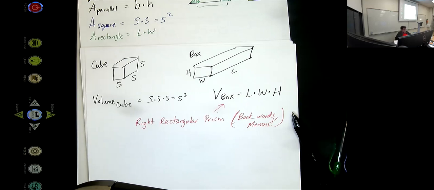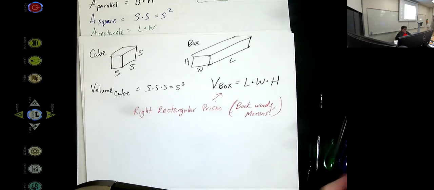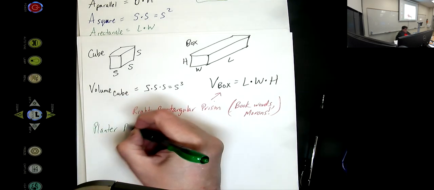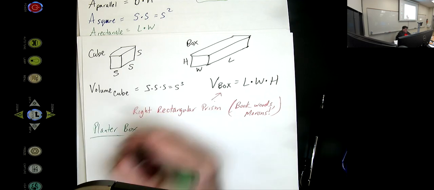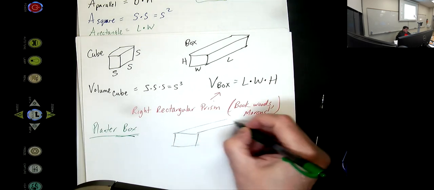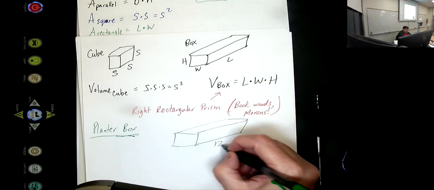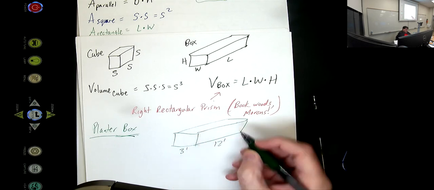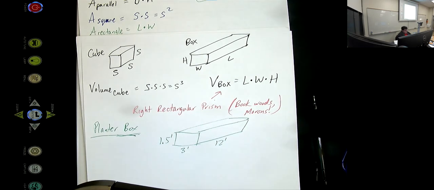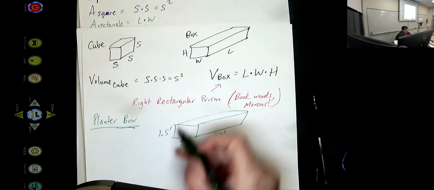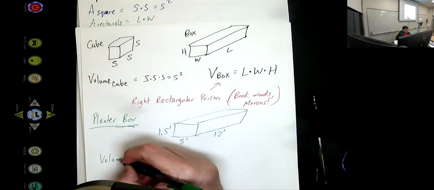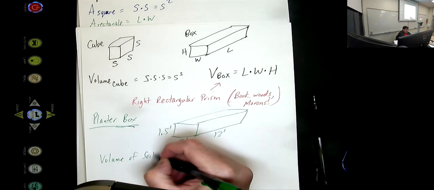So, just a quick example with one of these. Let's say you've got a planter box. You got a planter box that's 12 feet long, 3 feet wide, and 1.5 feet tall. A single slash means feet. The volume of soil needed for inside.